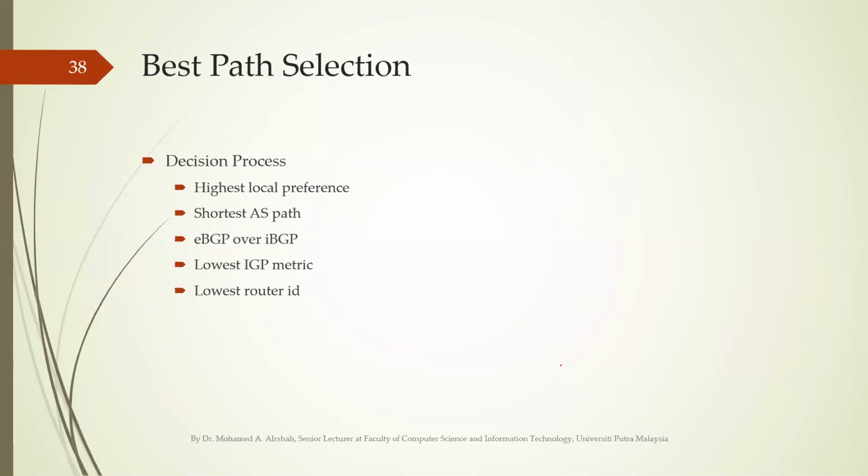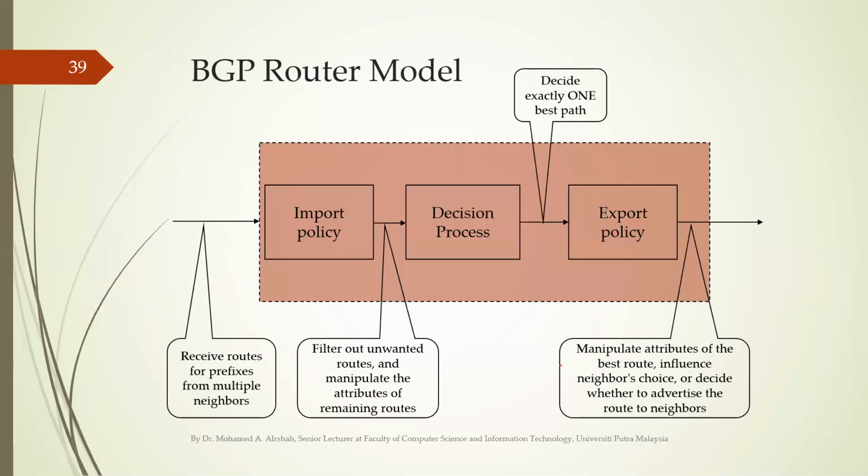The best path will be selected as the highest local preference and the shortest autonomous system path, then eBGP over iBGP. If we have two alternative paths for the same network, one through eBGP and the other through iBGP, the eBGP is going to be selected. Then the lowest IGP metric, and after that the lowest router ID. So this is the criteria that we have to use when we select the best path.